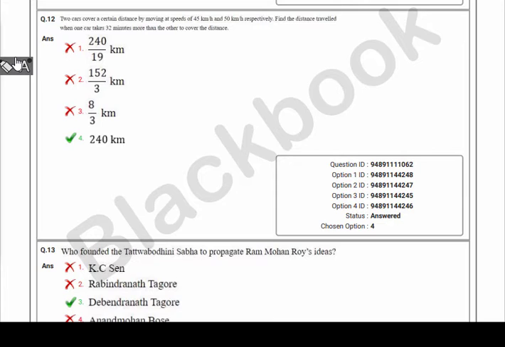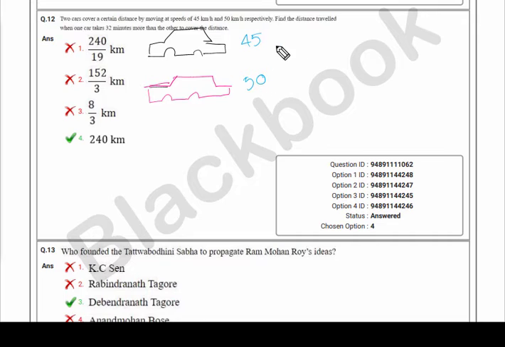Two cars cover a certain distance by moving at speeds of 45 kilometers per hour and 50 kilometers per hour respectively. Find the distance traveled when one car takes 32 minutes more than the other to cover the distance. So there are two cars, right? And then there is another car. I'll change the color. So two cars are there and one goes at 45 and the other goes at 50 kilometers per hour.